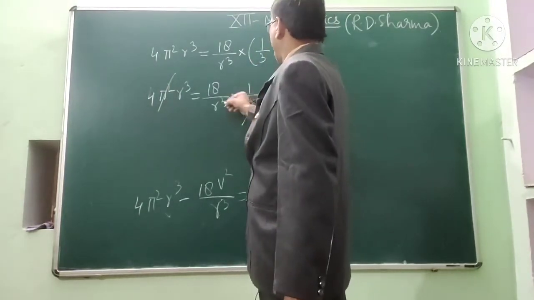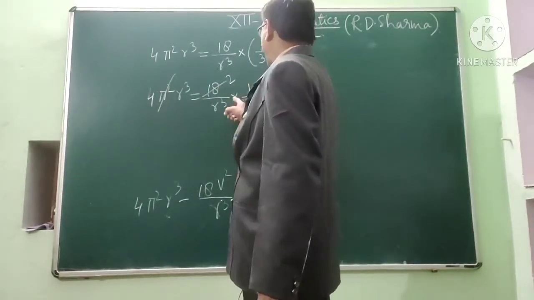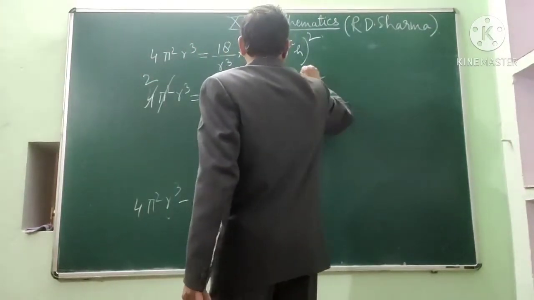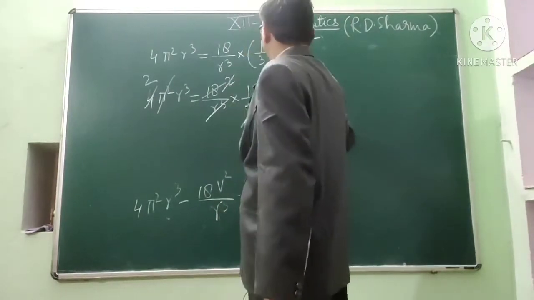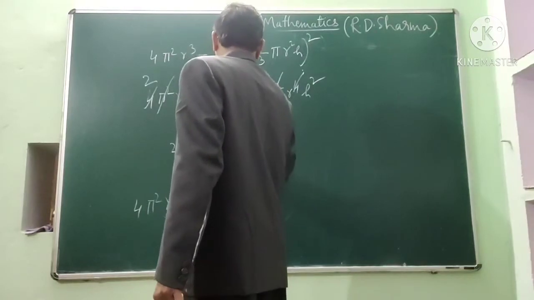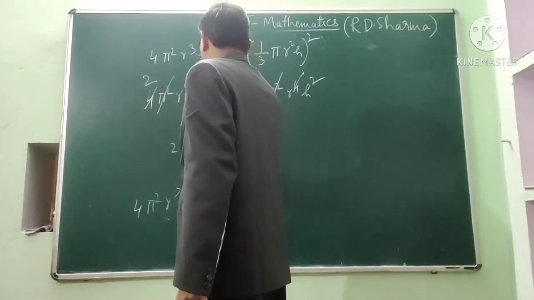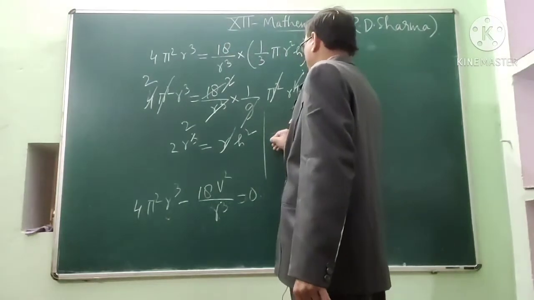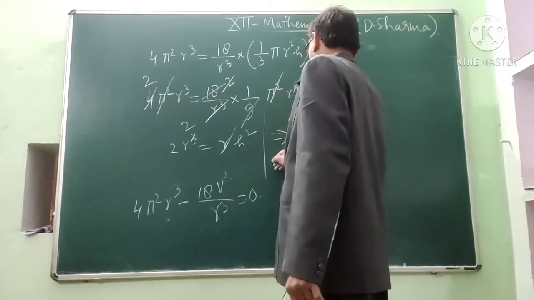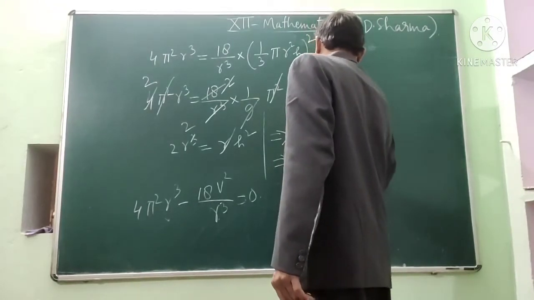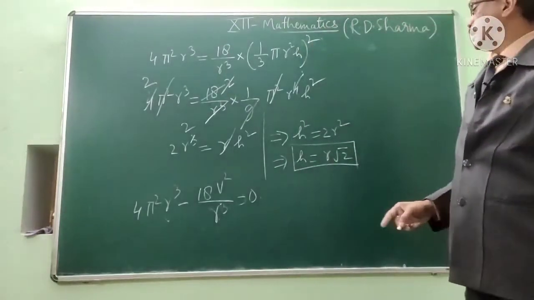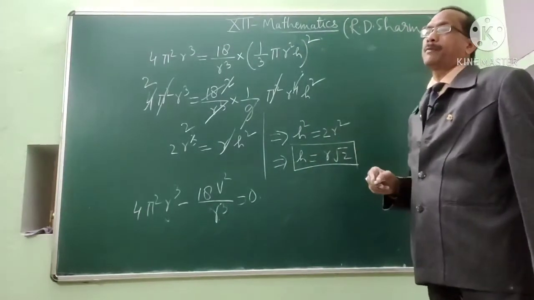Now let's cancel the terms. Pi square cancels. 9 twos are 18, and 2 twos are 4. Then this cancels out. 2r cube equals r into h square. One r is cancelled, so it is 2. From this we get h square equals 2r square. Hence h equals r root 2. The height of the conical tent is root 2 times the radius of the base.